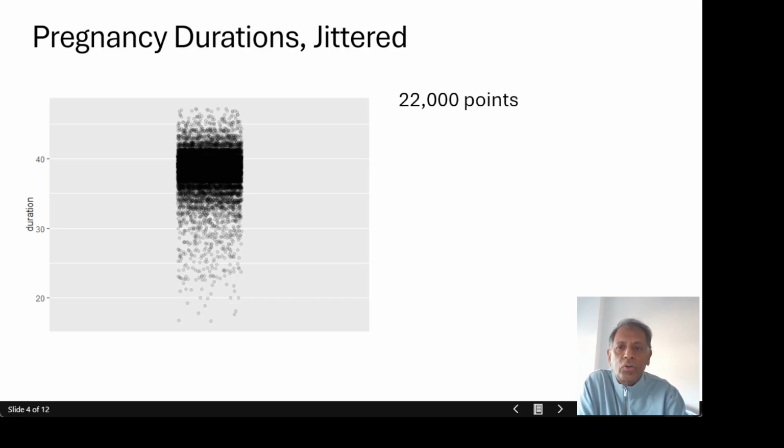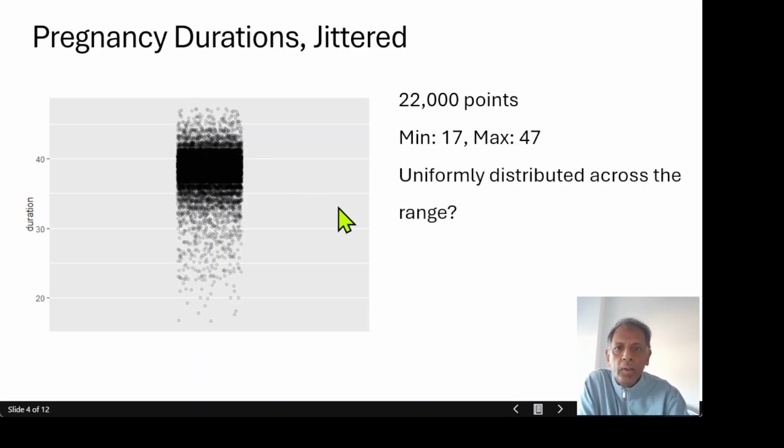Okay, so actually 22,000 points have been plotted here, and the minimum is 17, the maximum is 47. So the minimum value is somewhere falling here, 17, and the maximum value is close to about 47. And are they uniformly distributed across the range? Meaning, are these 22,000 points uniformly distributed across the range from 17 to 47?